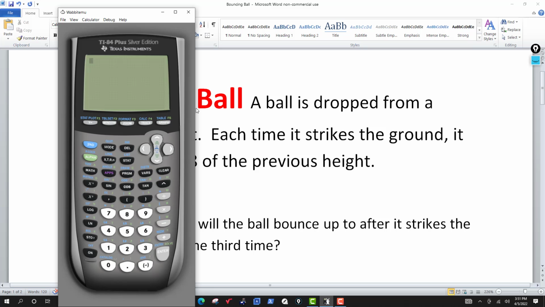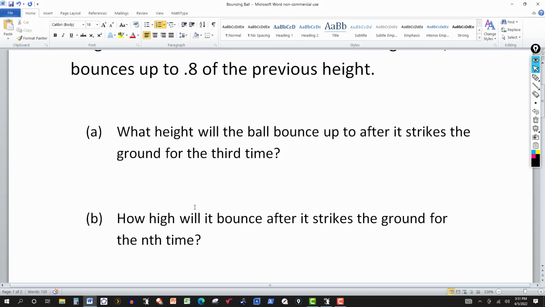So this one's pretty straightforward. How high will it bounce after it strikes the ground for the nth time? Well, pretty much the same thing as part A. 30 is always multiplied by 0.8. The bounce was 3, so for the nth, this will just be n. So the formula, if you want, is 30 times 0.8 to the nth.